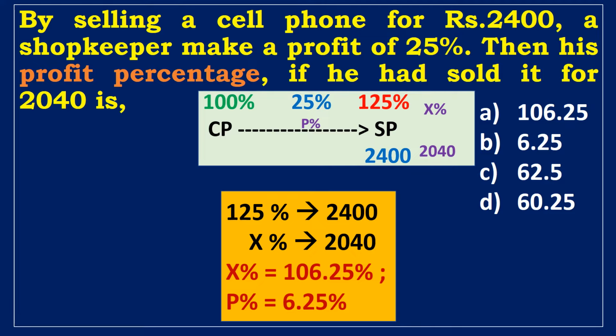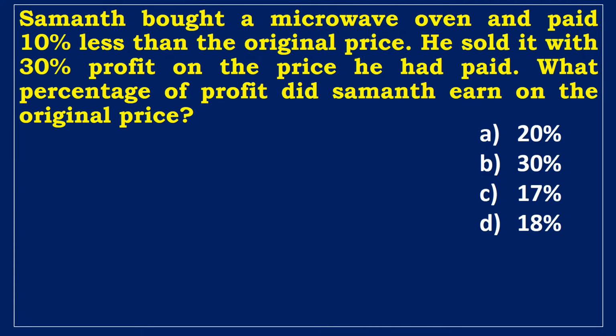6.25%. Here is an example to help you understand the basic concept of profit and loss. Samanth bought a microwave oven and paid 10% less than the original price. He sold it with 30% profit on the price he had paid. What percentage of profit did Samanth earn on the original price?